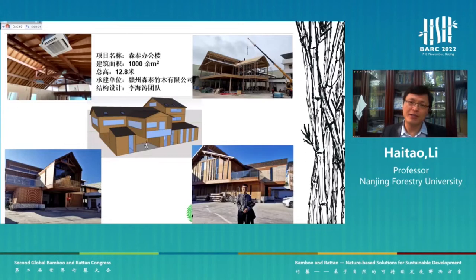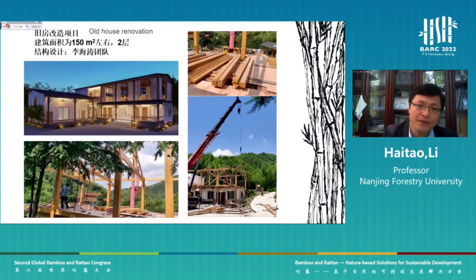Now I would like to introduce another project, which has a building area of 1,000 square meters. It's very large, and it has three stories. The total height for this structure is 4.8 meters. The structure design work was finished by our team. The whole construction was finished by Ganzhou Sentai Company. The connections for this building were chosen as steel bolt connections. This project was finished in 2020, and it lies in Ziyuan County, Guangxi province.